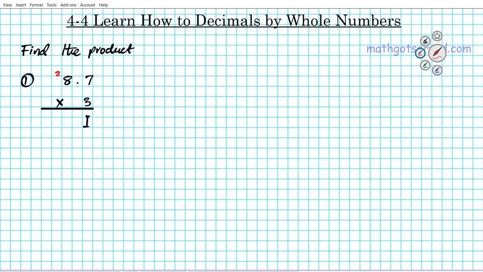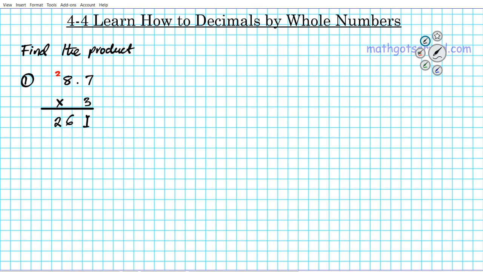8 times 3 is 24. 24 plus 2 is 26. So we have 261. If there were no decimal points there, our product would be 261. But since there's a decimal point there, our answer will not be 261. So how do we place the decimal point of the product?